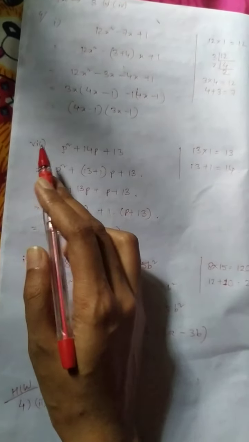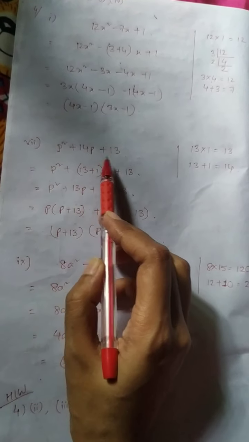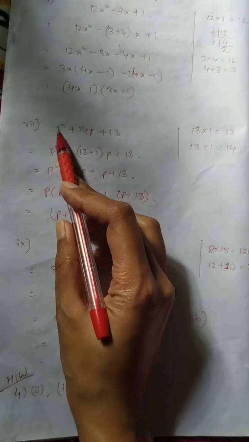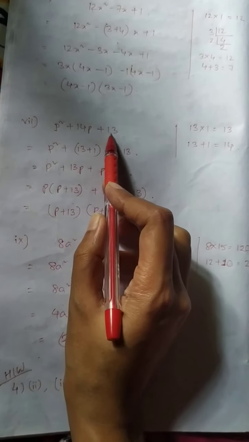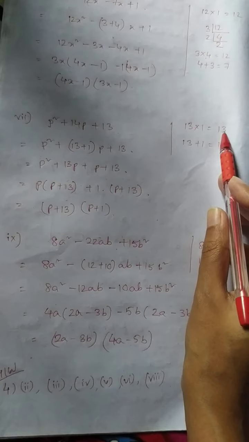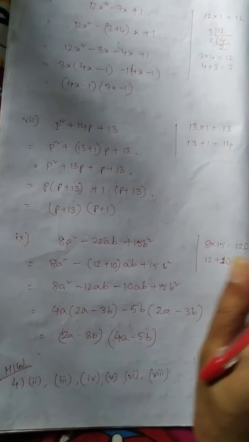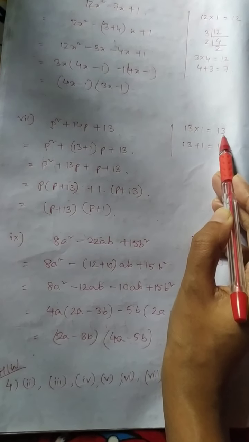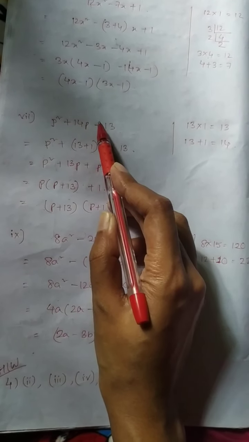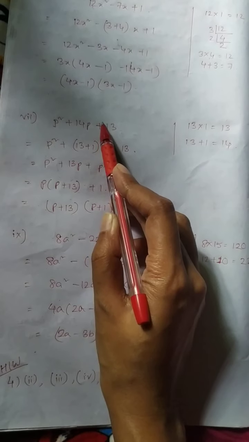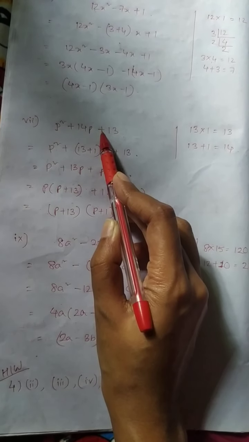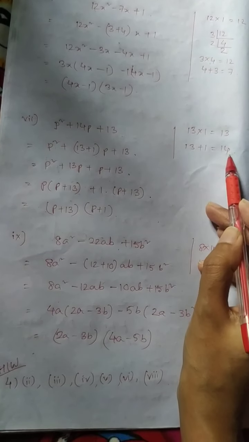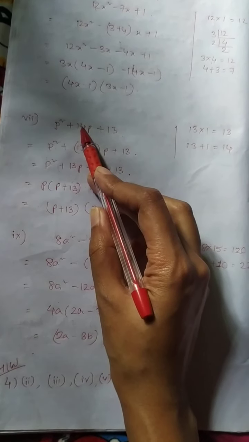Number 7. p squared plus 14p plus 13. Here the coefficient of p squared is 1, so 1 into 13 is your 13, and you must get two numbers. If you multiply those two numbers, you must get 13, and if the sign is plus here, then you must get two numbers whose sum is 14, this 14.